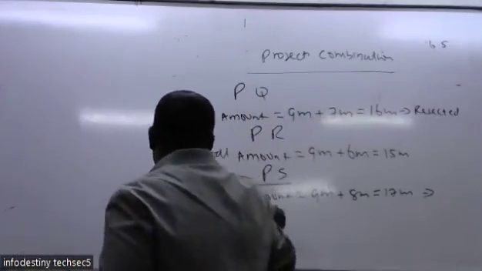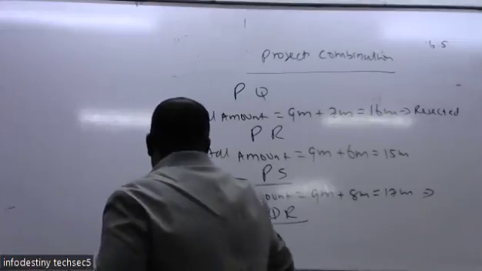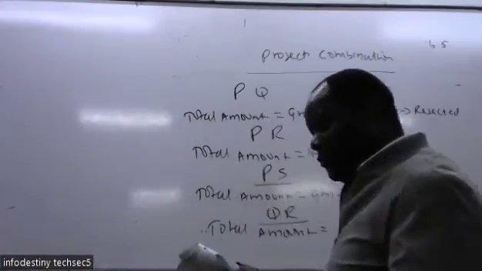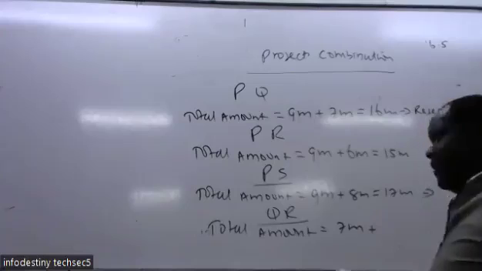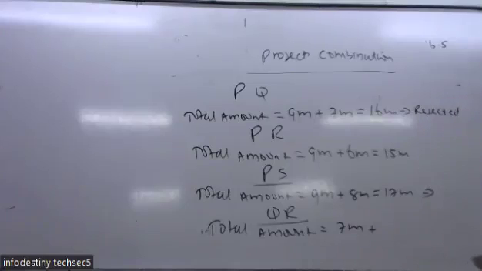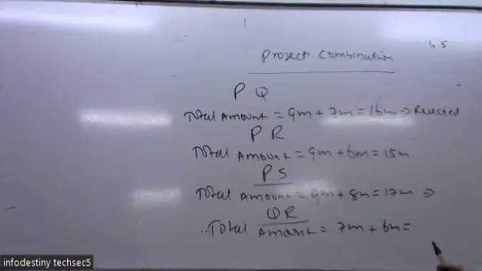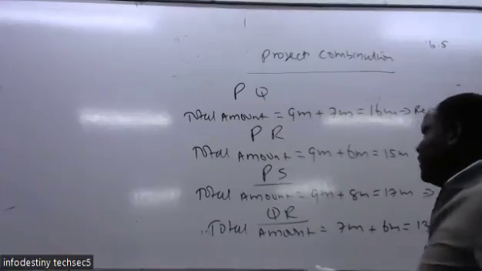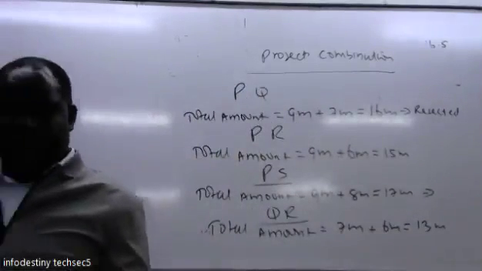We also confirm QR. Total amount for QR: Q is 7 million, and R is 6 million. So 7 million plus 6 million gives us 13. That one we accept.